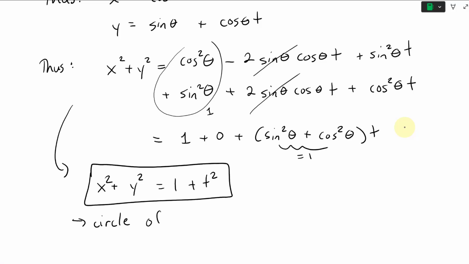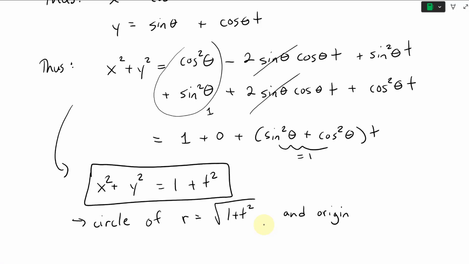Circle of r. So r is going to equal the square root of 1 plus t squared. That's because when you have x squared plus y squared, the right side is just going to be the radius squared. So r is equal to the square root of 1 plus t squared. And it also has an origin.